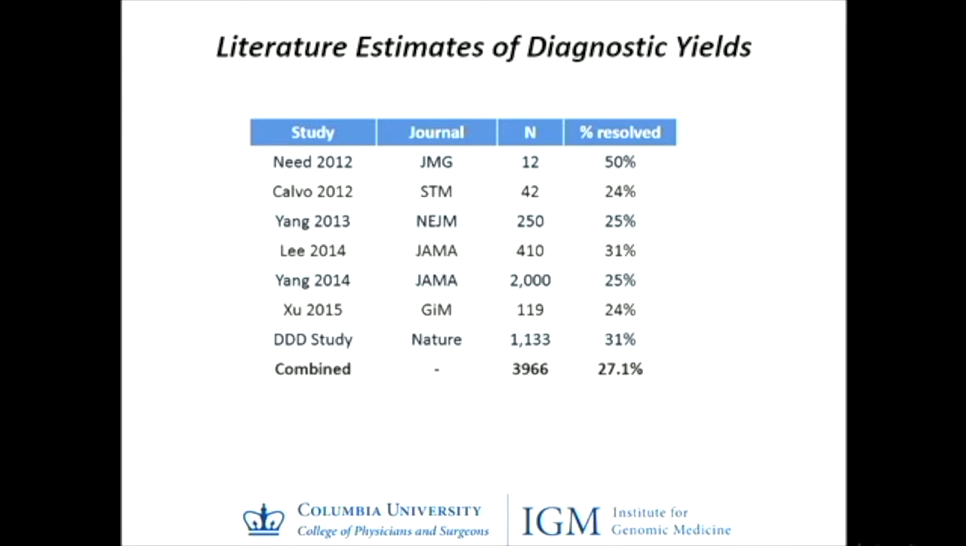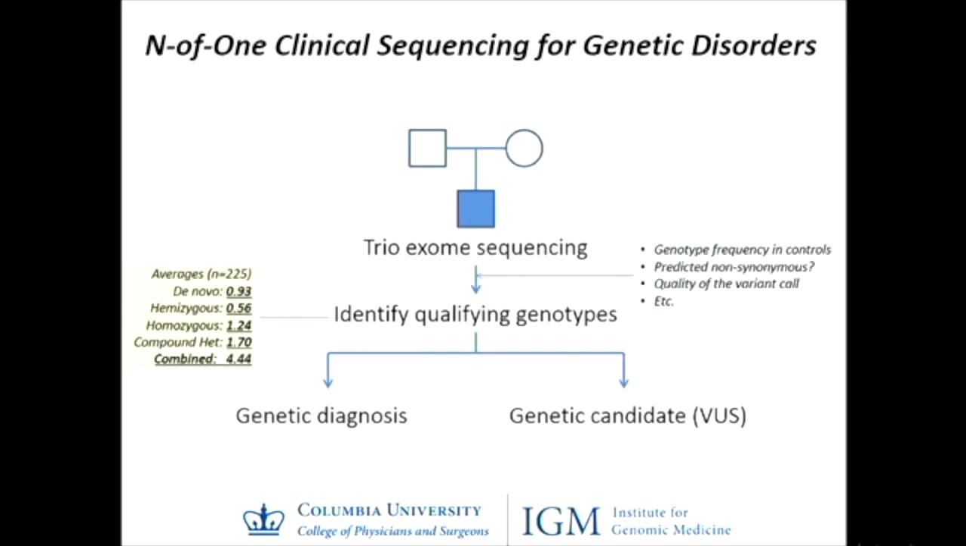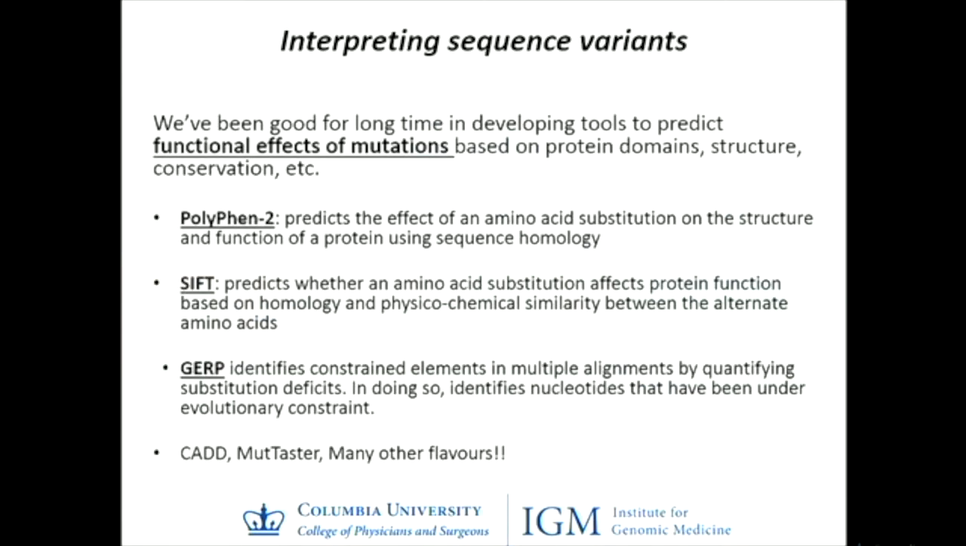So that's about 27% of these trios explained by about 1.5% of our genome, the 1.5% that actually encodes for the proteins. As I mentioned before, the majority of variants, however, land in the candidate genotype, the genetic candidates, variants of unknown significance, and these are of particular interest for research follow-up.